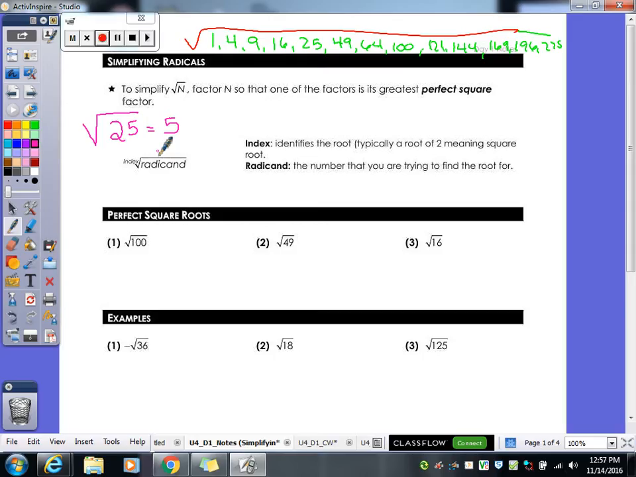That's it. Nothing else. We know that this means 5 times 5 is 25. Okay.